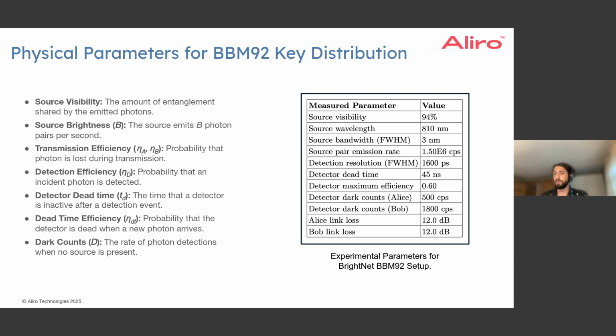Now, we actually went to our BrightNet setup and took all of our hardware components that we were using for quantum key distribution and calculated the visibility and efficiency of all of these components to capture physical parameters that describe and characterize the hardware that we have in the lab.